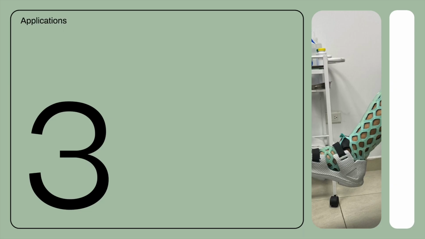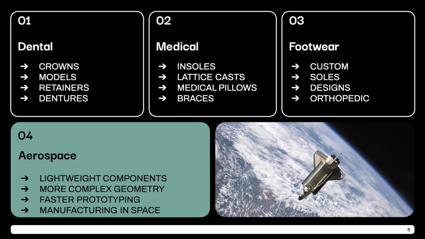Next, I'll discuss the applications of additive manufacturing. So this type of manufacturing has a wide variety of applications in different industries. Some of these include dental. Additive manufacturing can be used to create crowns, models, retainers, and dentures from very accurate and detailed models of patients' mouths. Similarly, it can be used in the medical industry.